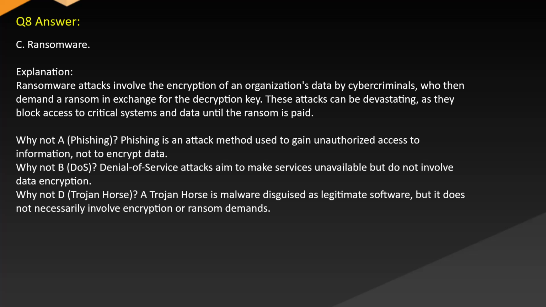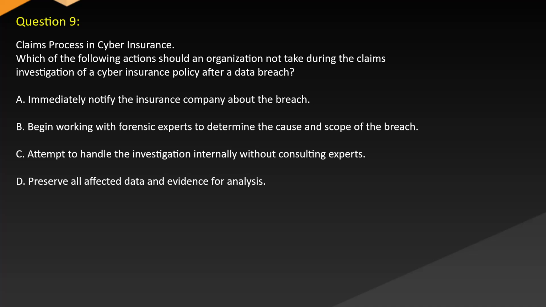These attacks can be devastating as they block access to critical systems and data until the ransom is paid. Why not A, phishing? Phishing is an attack method used to gain unauthorized access to information, not to encrypt data. Why not B, DoS? Denial of service attacks aim to make services unavailable but do not involve data encryption. Why not D, Trojan horse? A Trojan horse is malware disguised as legitimate software, but it does not necessarily involve encryption or ransom demands. Question 9.